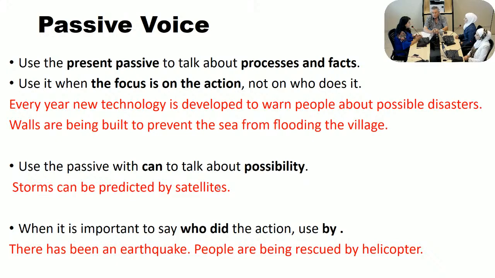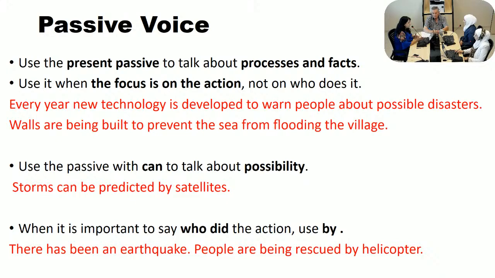When we use can to talk about possibility, after can, of course, we use the infinitive or base form. So storms can be predicted by satellites. This is passive voice. Again, verb to be, past participle. When it is important to see who did it, if we have to mention who did the action, we use by at the end. There has been an earthquake. People are being rescued by helicopters. Again, verb to be, past participle.